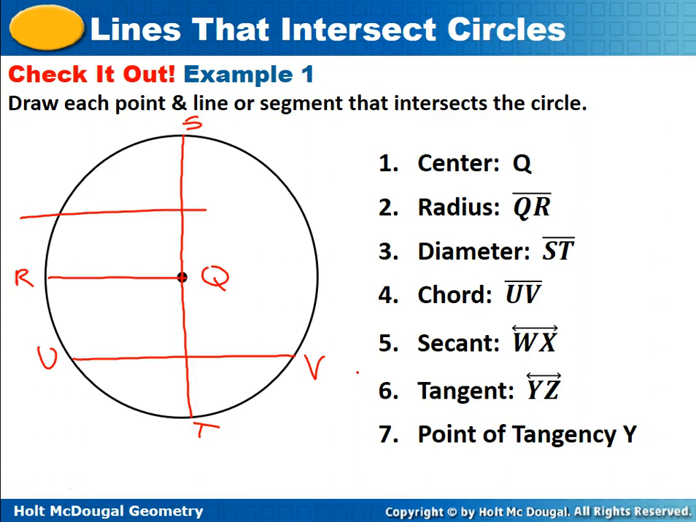A secant, different from a chord, is a line that intersects the circle at 2 points, and that's going to be WX. And then we have a tangent line. And a tangent line intersects the circle at 1 point, and that point here is Y, and then we're going to put that Z somewhere else on the line. So those are all those various lines and segments that intersect the circle at either 1 point or 2.